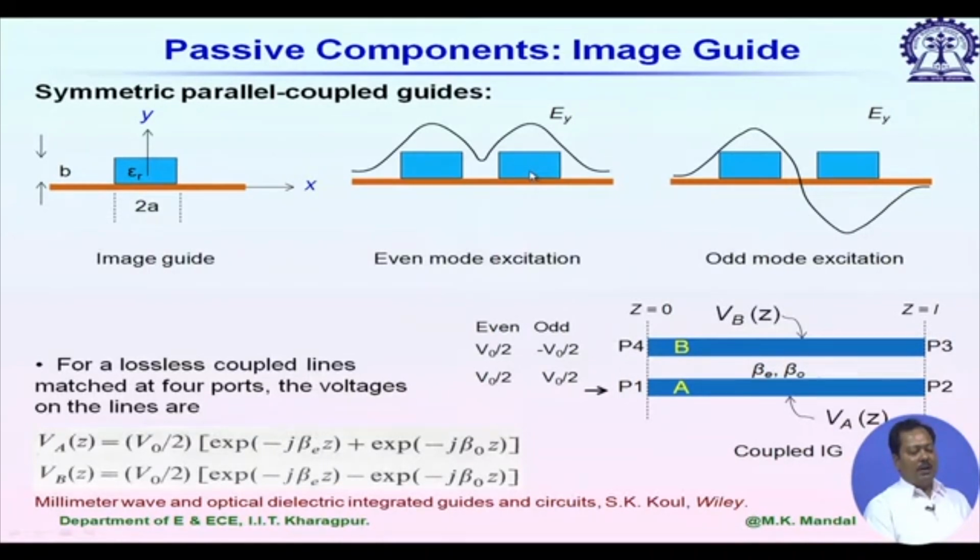Coupling can be controlled by tuning the gap between the two guides as well as the length of this coupled line. So, this is showing a typical top view of a directional coupler using image guide.